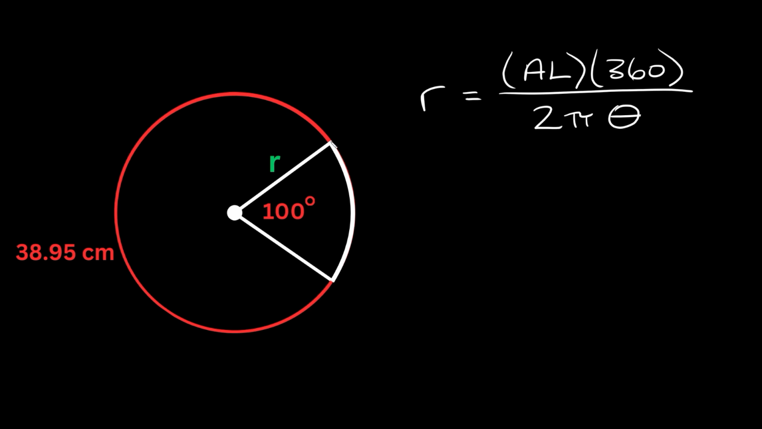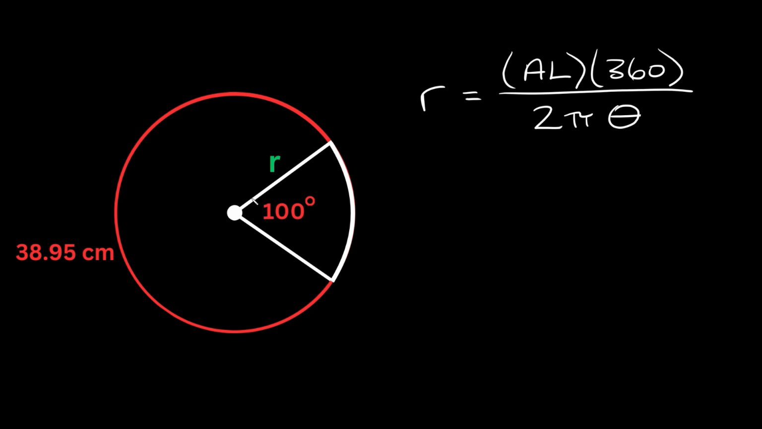All right, here's our last example. So again, we're given another circle and we have this long red arc length that's 38.95 centimeters. And then this time it tells us that this central angle right here is 100 degrees. So there's an issue here, because the central angle is on this side, so it's opening up to this arc right here, but the arc length that we're given is the big long red arc length. So we don't want to use this central angle.